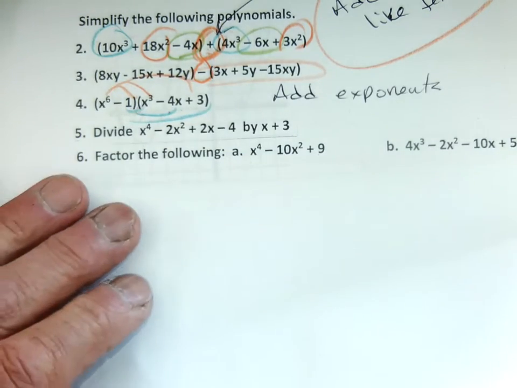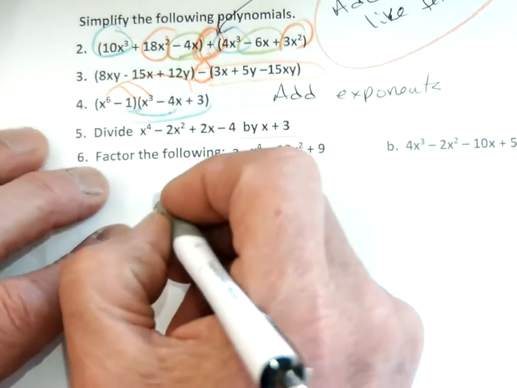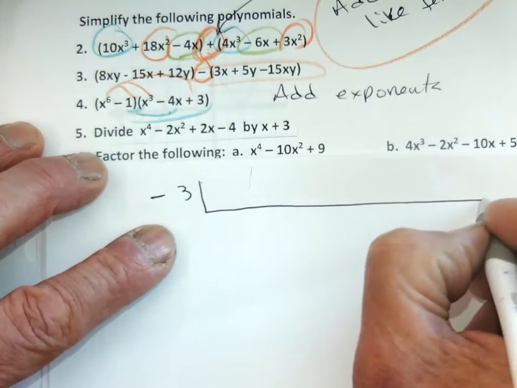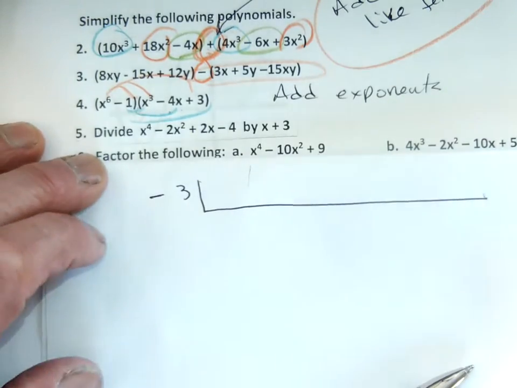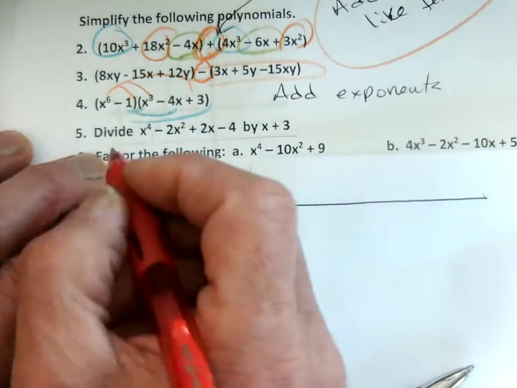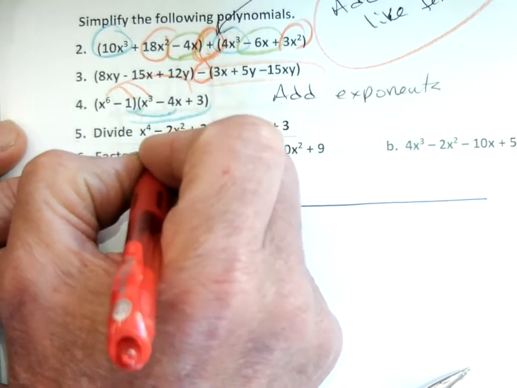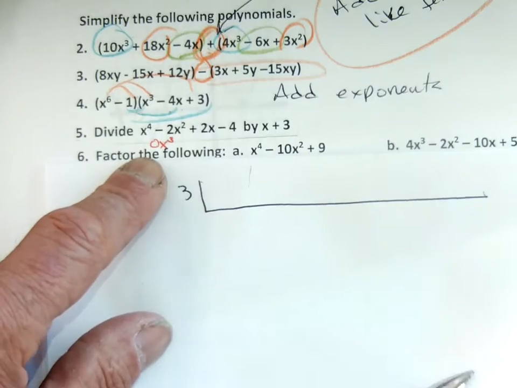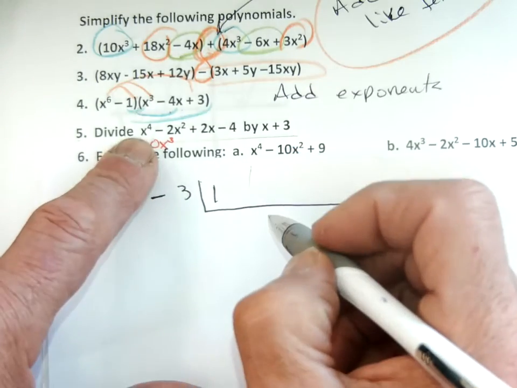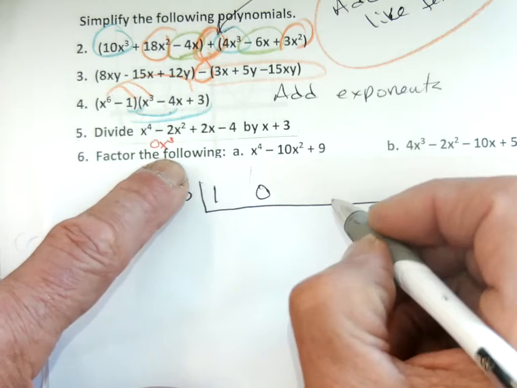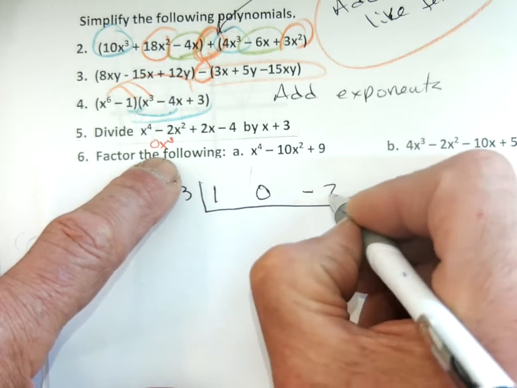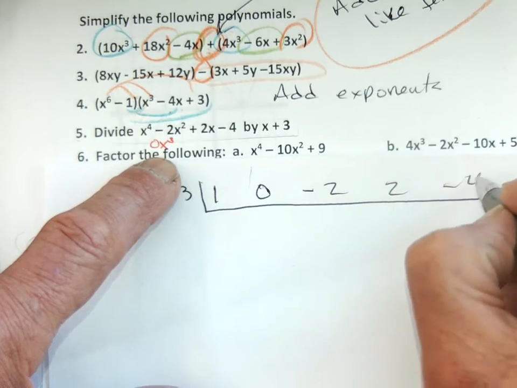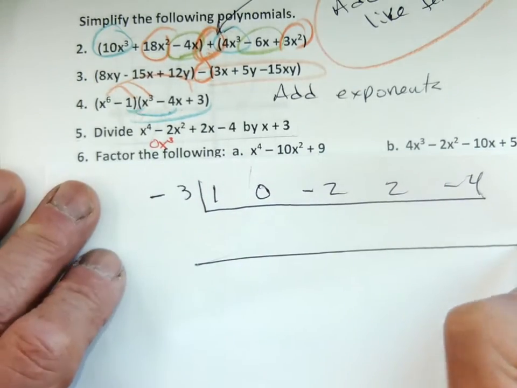Okay. So, number 5, we're going to do synthetic division. Negative 3, right? Opposite, upside down. I am missing a term. I'm missing an x cubed, okay? Do you see that? We're missing an x cubed term, so I'm going to go 1 for the x to the 4th, 0 for x cubed, minus 2x squared, plus 2, minus 4.